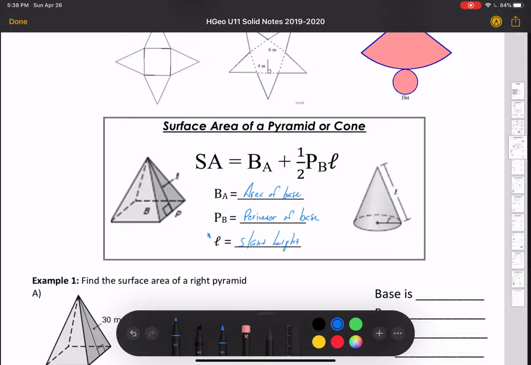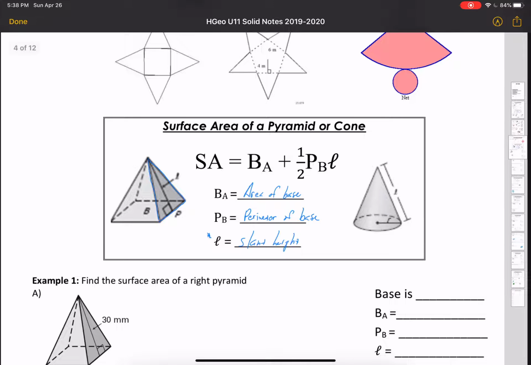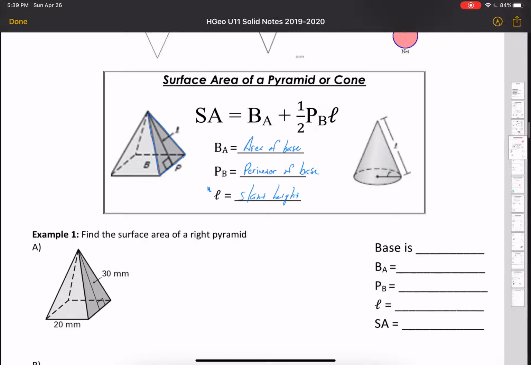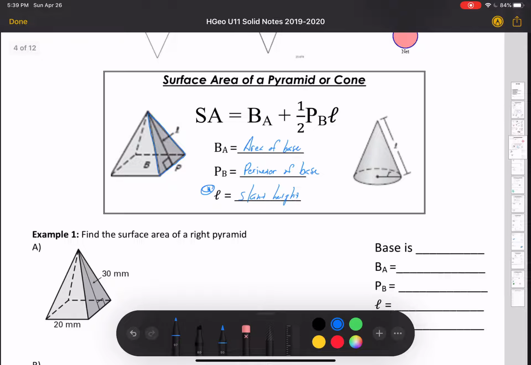What's going to help me is that in this triangle, the height of that triangle is called the slant height, okay? So that is going to be a new thing. We do not want the height. We want cursive L. We want the slant height.